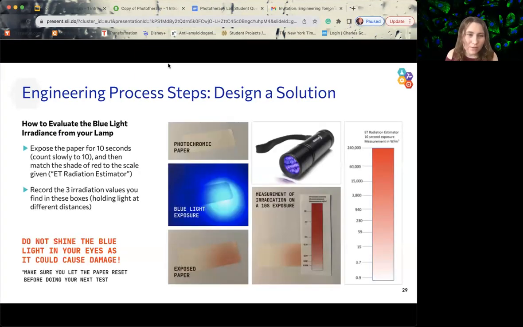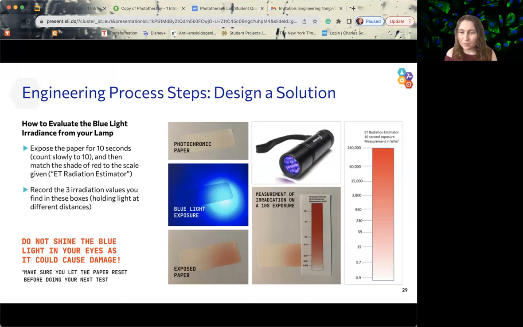Okay, so how to evaluate the blue light irradiance from your lamp. You're going to expose the paper for 10 seconds and you have to count slowly. So don't go really fast, 1, 2, 3, 4, 5, 6, 7, 8. Don't do that. Just count like 1 Mississippi, 2 Mississippi. And then after that, match the shade of red associated with the color scale, okay? And you're going to record these 3 irradiation values that you find in these boxes, okay?